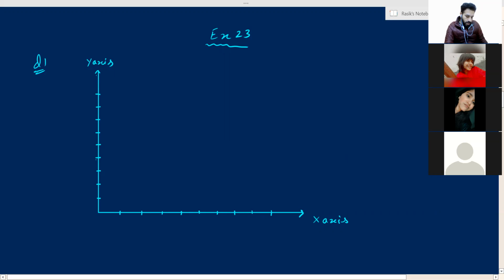The following table depicts the maximum temperature on the 7 days of a particular week. Study the table and draw the line graph for the same. So this table shows the maximum temperature on the various days of a week. For example, what was the maximum temperature on Sunday? Just see in the table and tell me. Sir, 25 degrees centigrade. Correct. And on Monday, the maximum temperature was 28 degrees centigrade, and so on.